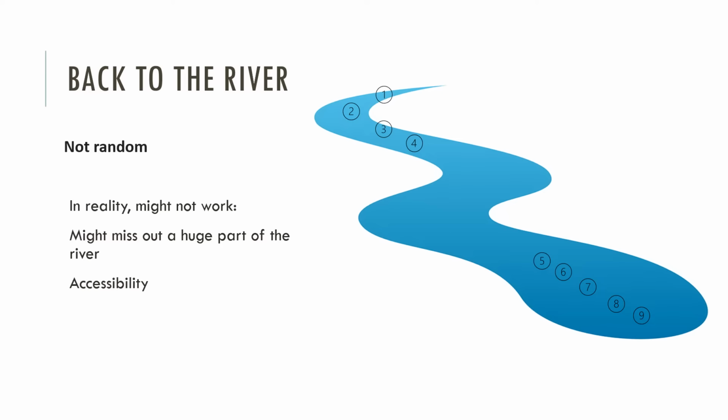So how do you go about selecting a representative sample for a river? If we were to use random, really it wouldn't work because you might miss out on a huge part of the river. And also you would have accessibility issues, safety issues. You could randomly select those sites and they might actually be really dangerous to go to. And again, the river might be massive and you might only select a small part of that river, yet there might be huge changes along the course of the river. So perhaps random might not be a great shout.